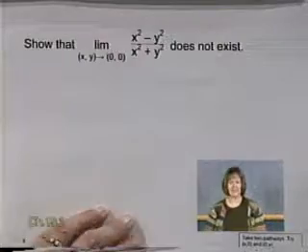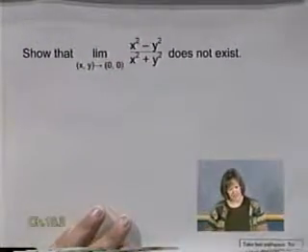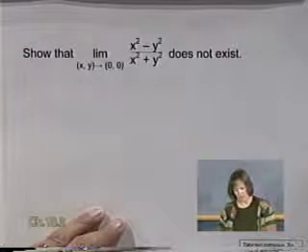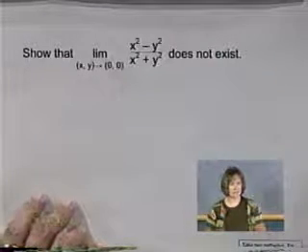Okay, not hard. All right, here's another one. Now this one I'm just sort of nudging us along. It says, show that the limit as (x,y) approaches (0,0) of (x squared minus y squared) over (x squared plus y squared) does not exist.